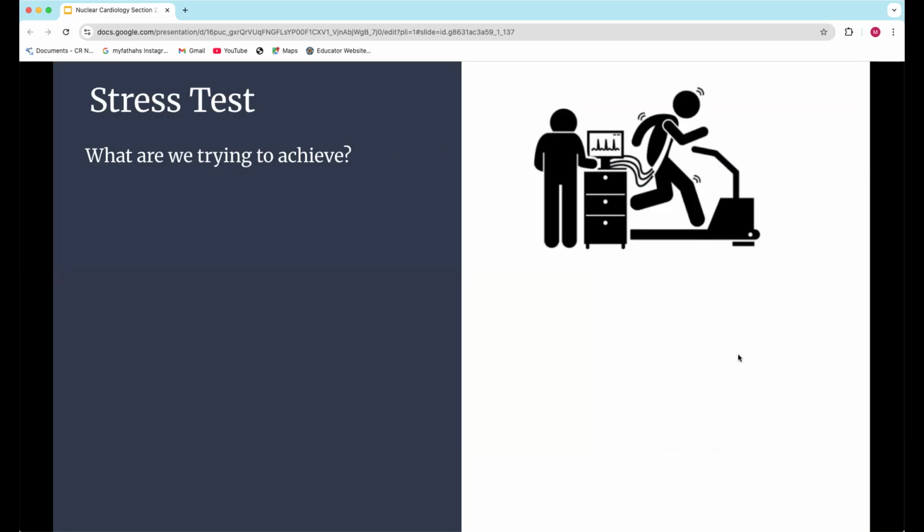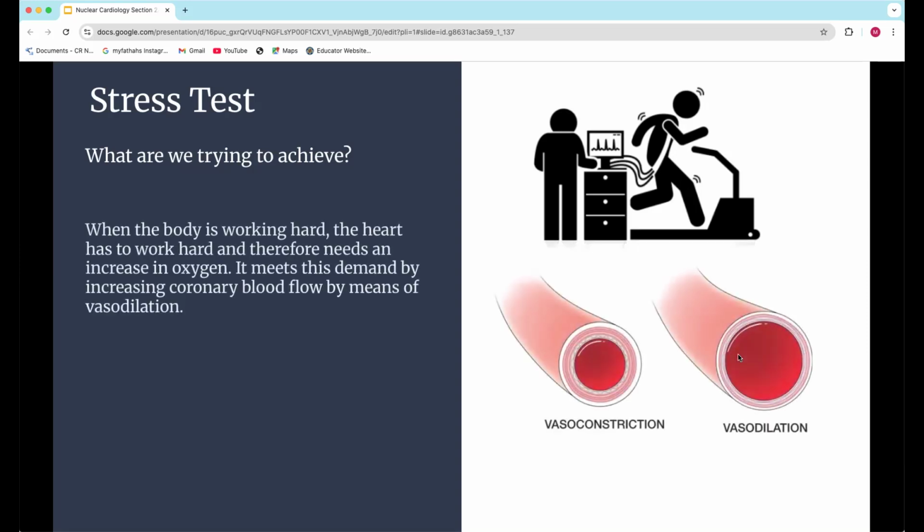Yeah, that's exactly right. We're trying to dilate blood vessels, right? A lot of times patients come in, and even techs when they're learning will say, oh, we're trying to increase the heart rate. Are we trying to get them to exercise a certain amount of minutes? All of the things that we do, however we stress, essentially what we're trying to do is get vasodilation, okay?